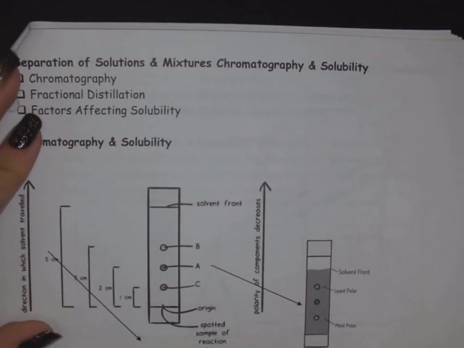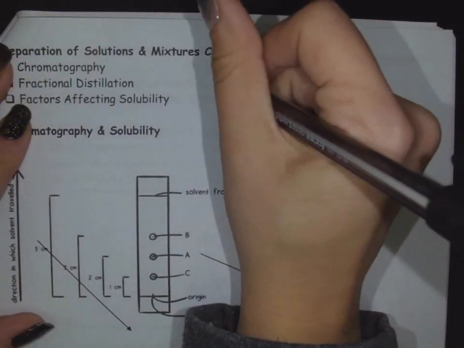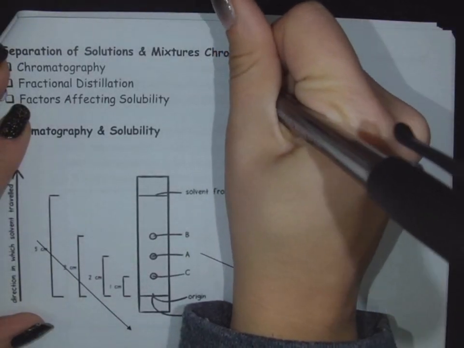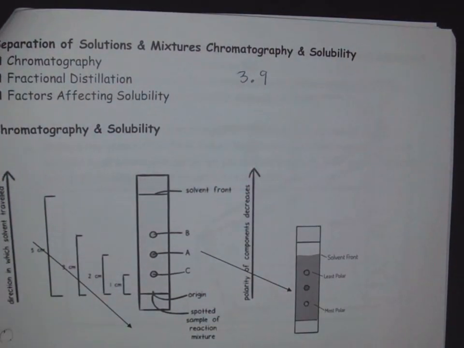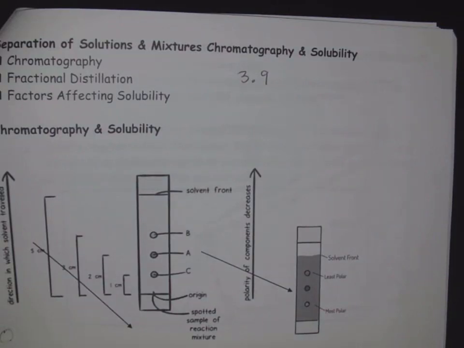Separation of solutions. So now we are going back to 3.9. Okay, so that was 3.10. Now we're talking about 3.9. There are 2 main ways that we separate solutions. We've got a solution and we need to separate those solutions. Chromatography is a main way we do this.